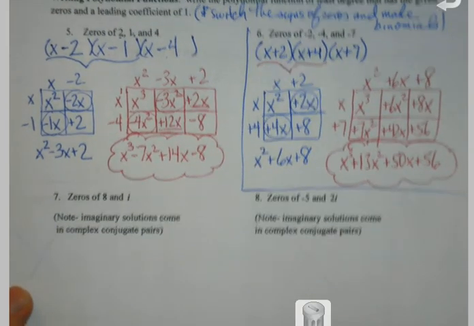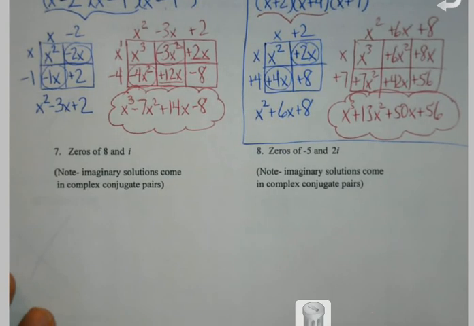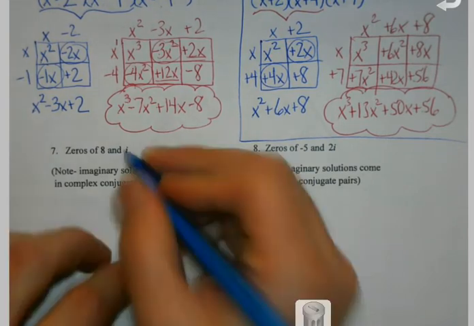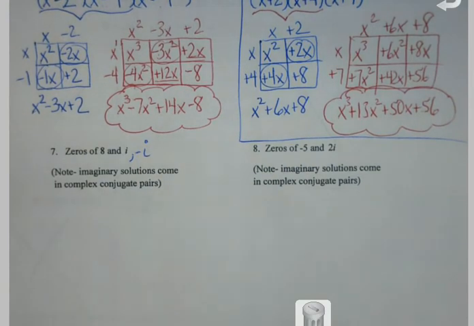Okay? Now, the last two, there's one big twist. You're given zeros of 8 and i. Note, imaginary solutions come in complex conjugate pairs. What does that mean in English? Basically, if i is one of your zeros, negative i will also be a zero, but they're not going to tell you that. So if you ever see an i as a zero, you always want the one of the opposite sign as well. So if they said the zero was 8 and negative 4i, you'd also use positive 4i.